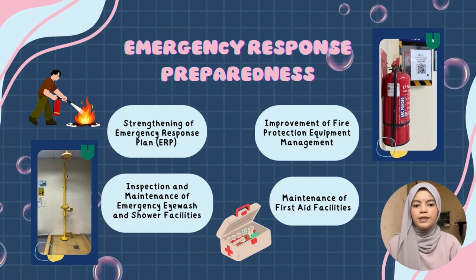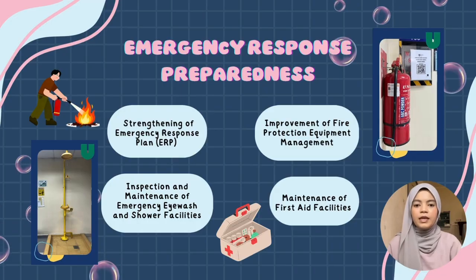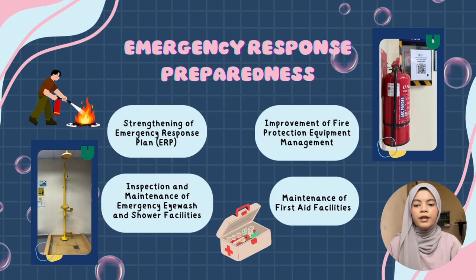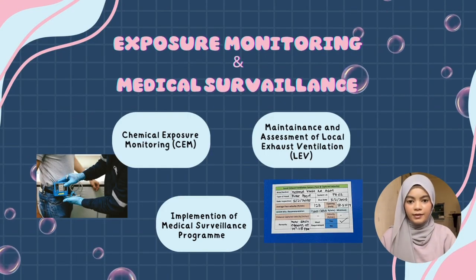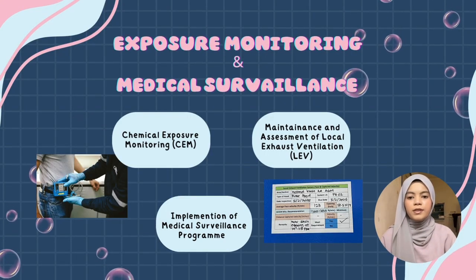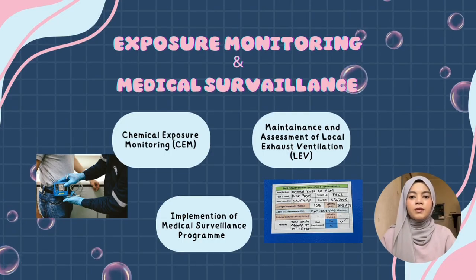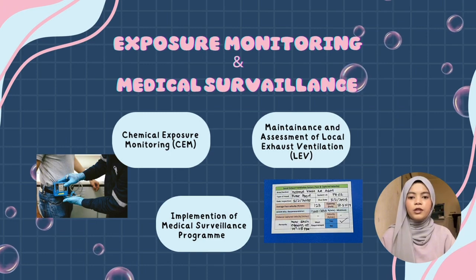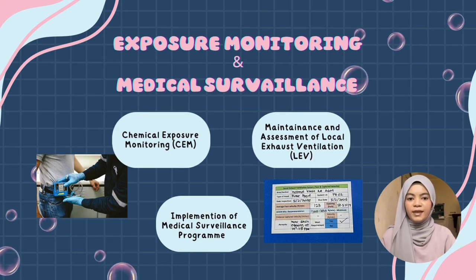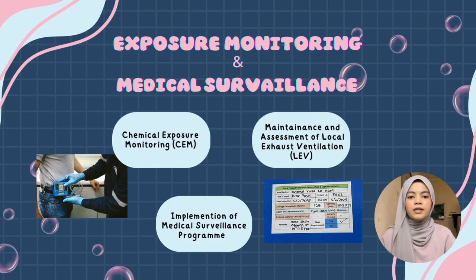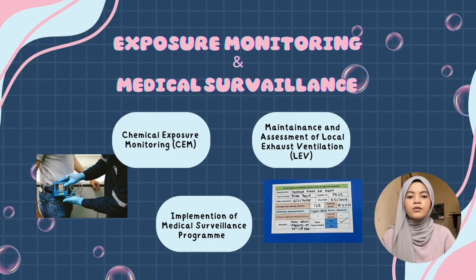Emergency eye wash and shower facilities are accessible, and regular inspection should be carried out to confirm they are functioning properly. First aid facilities should also be checked regularly to ensure supplies are complete and not expired. For exposure monitoring, a chemical exposure monitoring program is recommended to monitor workers' exposure to hazardous chemical. The local exhaust ventilation system should be maintained and assessed periodically to ensure effective removal of airborne contaminants. Finally, a medical surveillance program should be implemented with periodic health assessment conducted by an occupational health doctor to detect any early health effect related to chemical exposure.